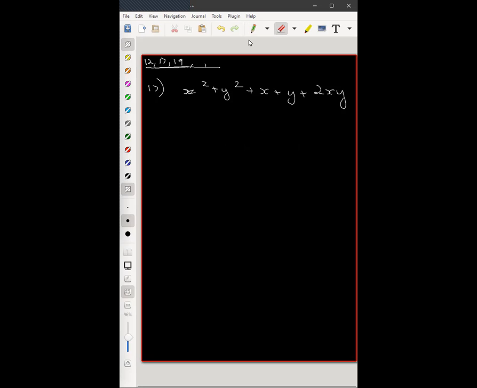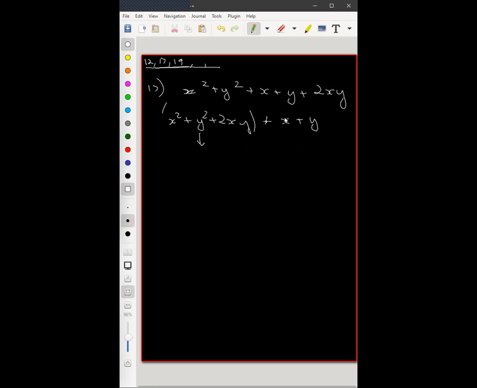So what we will have to do is group the terms in such a way that I get 3 terms in one group and 2 in the other. Is there anything you can see in this question in which you can group 3 terms so that we can factorize them using an identity? What if I do x squared plus y squared plus 2xy? Because this identity is already there.